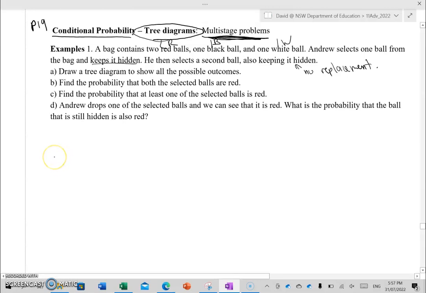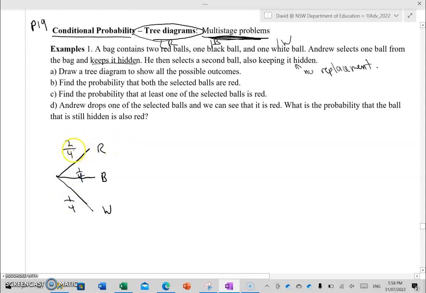You could do it with two R's like this, but I think it'll be a bit easier if we use probabilities, less branches. So I'm going to do a probability tree diagram. Try and draw it reasonably big, probably bigger than what I've just done. Red, black, white. 2 out of 4 are red, 1 out of 4 is black, and 1 out of 4 is white. And then we're not replacing.